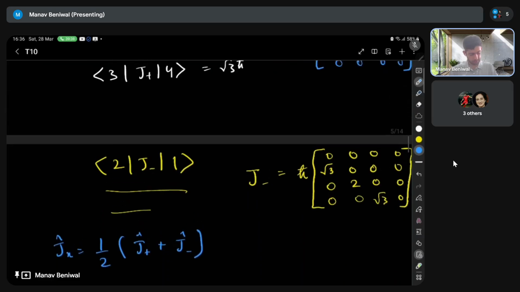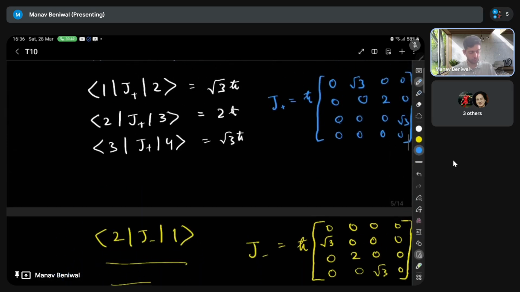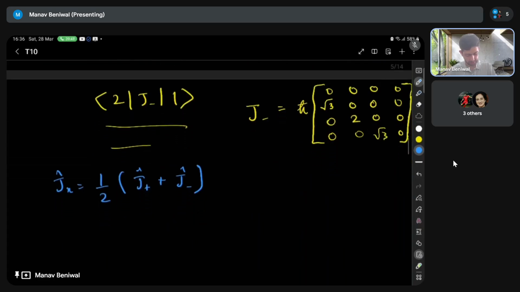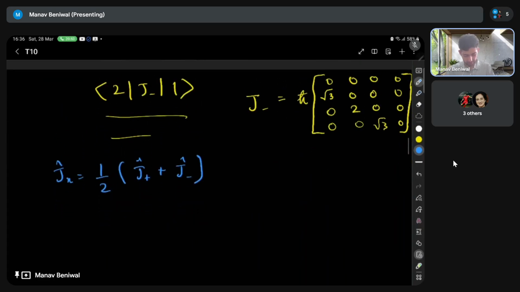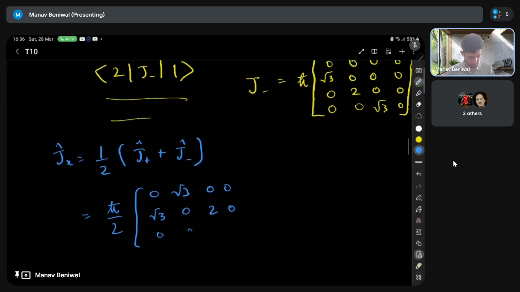What is that relationship? The relationship is that jx is half of j plus and j minus. Basically we will add both of these matrices, so we'll have root 3, 2, root 3 and then root 3, 2, root 3 like this, and then h cut by 2 comes outside. Here we have 0 root 3 0 0, root 3 0 2 0, then 0 2 0 root 3, and then 0 0 root 3 0. Okay, so this is how we get jx.